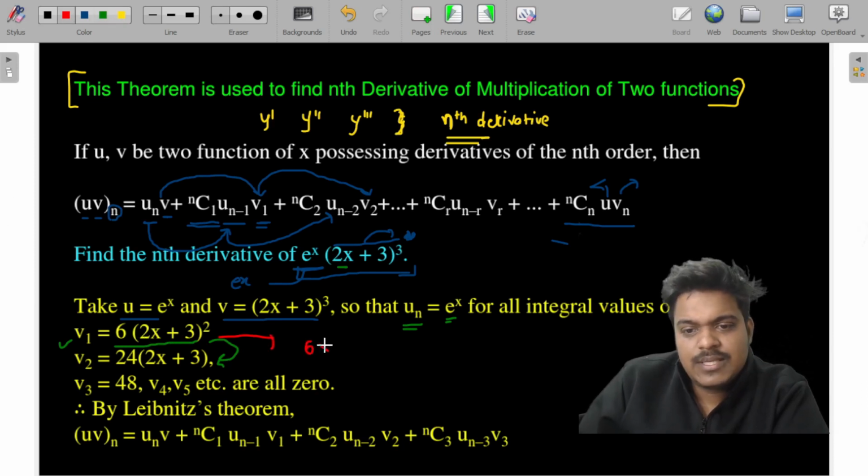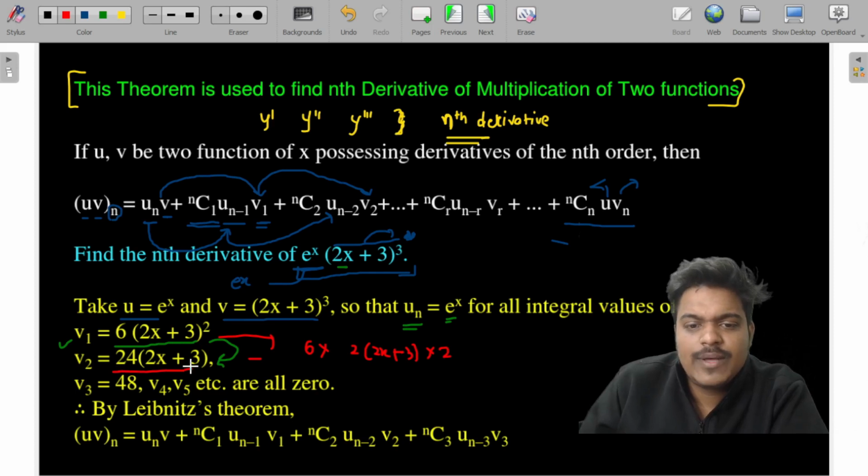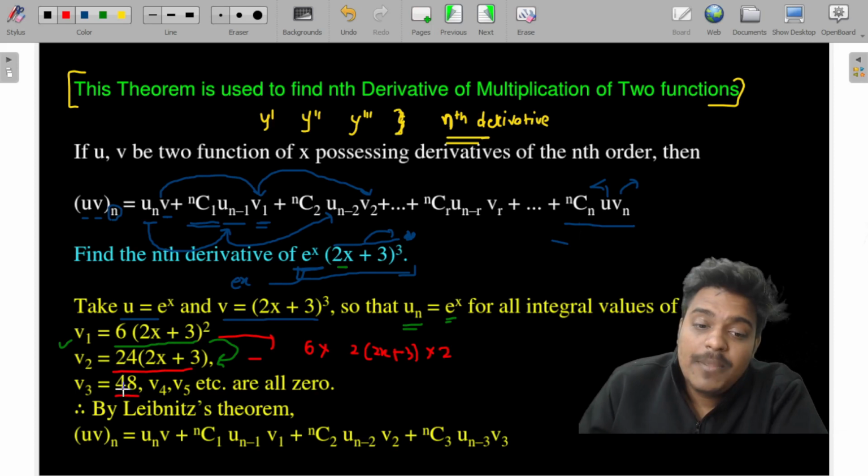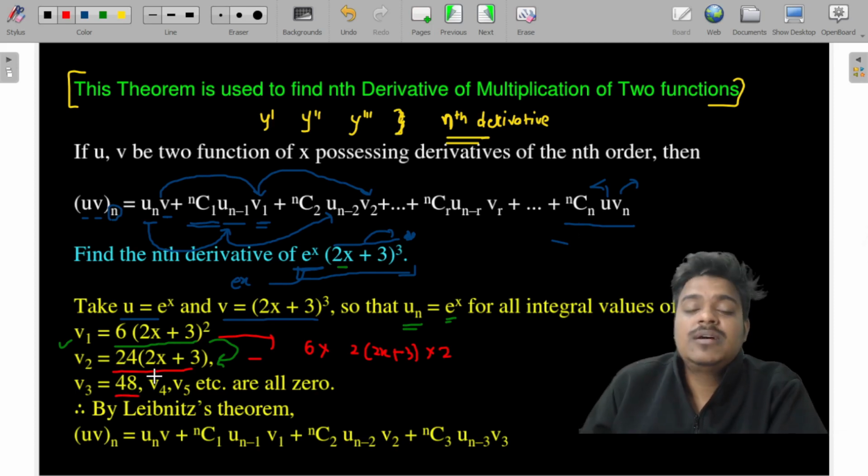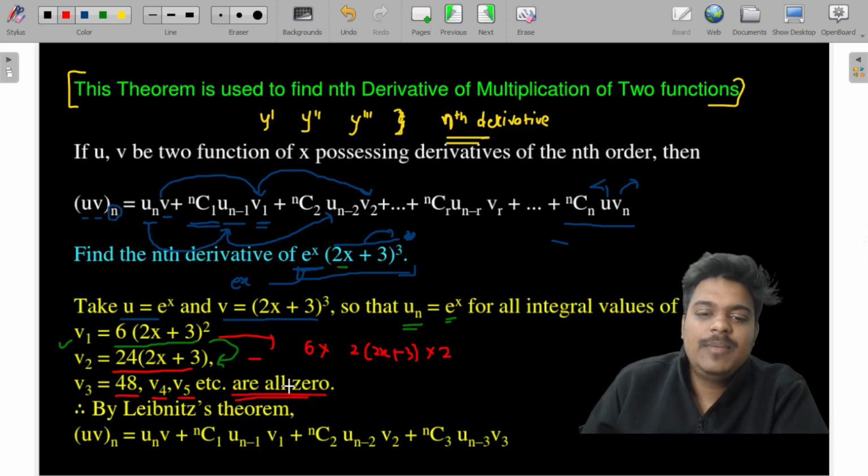6 into 2 into (2x plus 3) into the differentiation of 2x, which is 2. So when you solve, you will get 24 (2x plus 3). Again you differentiate it, you get 48. Now beyond v3, that is after the third derivative of the function v, all further derivatives will be equal to 0. All further derivatives will be equal to 0.